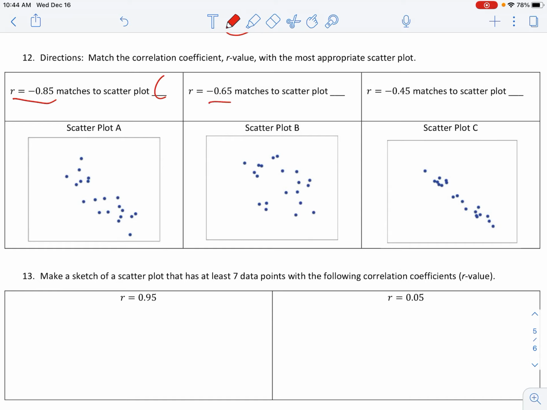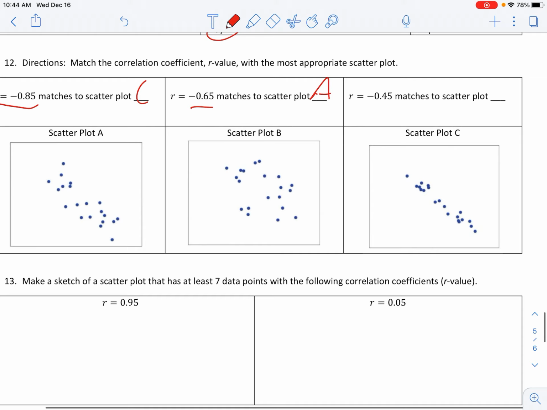Because on the next one, when I look at negative 0.65, again, I'm looking at negative, so I definitely see that on A and C. But because it's 0.65 and it's not as close to -1, it's starting to get closer to 0. It should start to scatter about a little bit. And that's what I'm noticing on part A. I can definitely see a linear trend happening, but it should be a little bit more scattered about because of the 0.65. So I'm going to say that is going to be A.